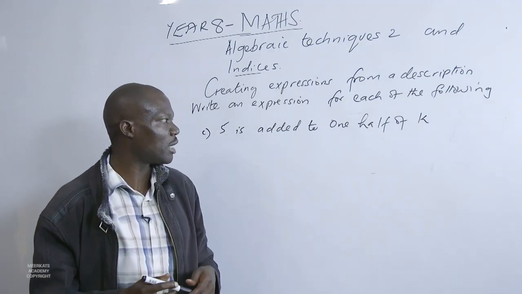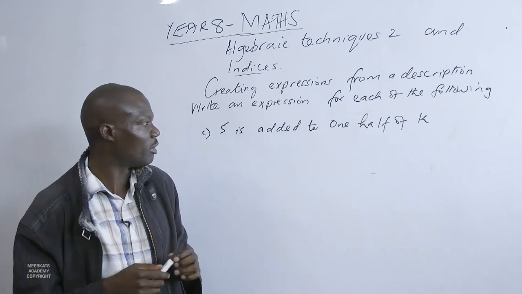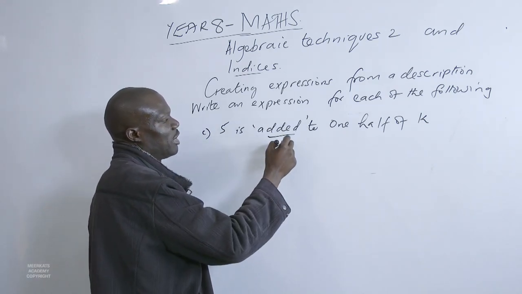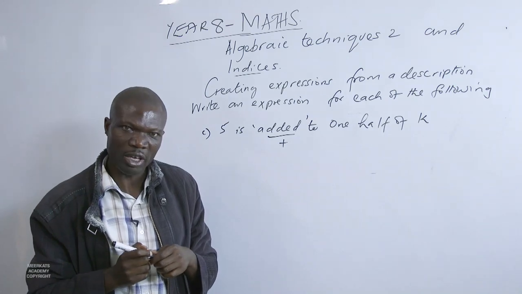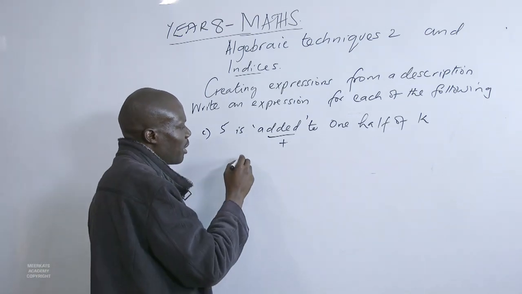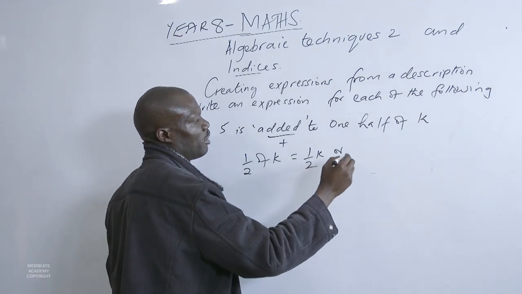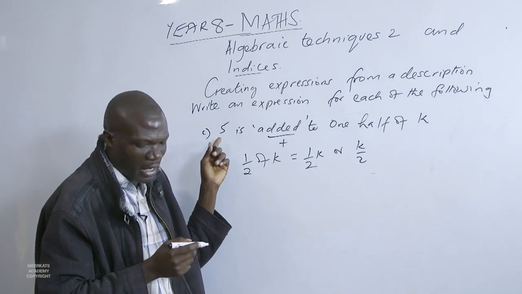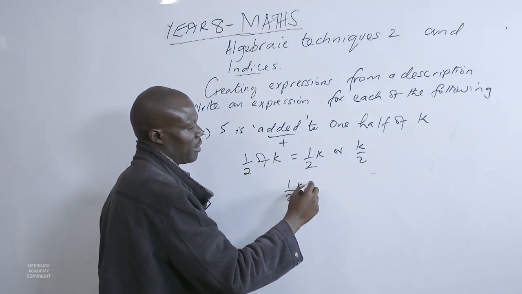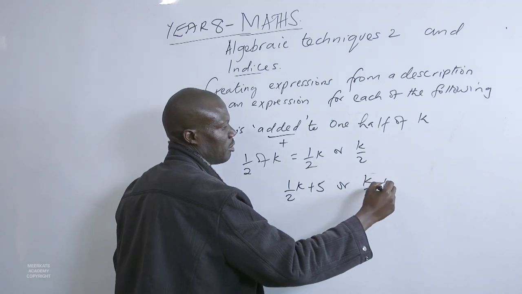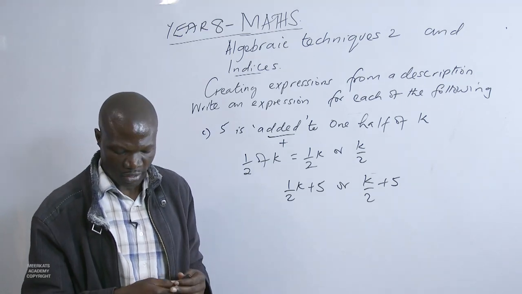C here tells us 5 is added to 1/2 of k. Add simply here means addition. We want to take 5 being added to 1/2 of k. So we first look at what is 1/2 of k. 1/2 of k can be written as 1 over 2k or k over 2. So you are saying 5 is added to 1/2 of k. The answer will be 1 over 2k plus 5 or k over 2 plus 5. We are adding 5 to 1/2 of k.